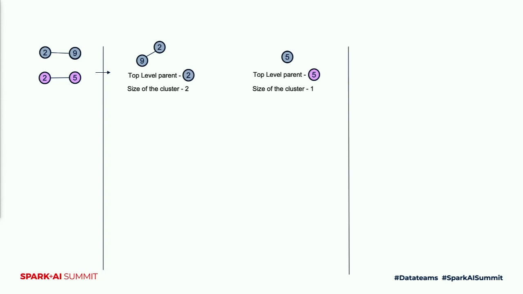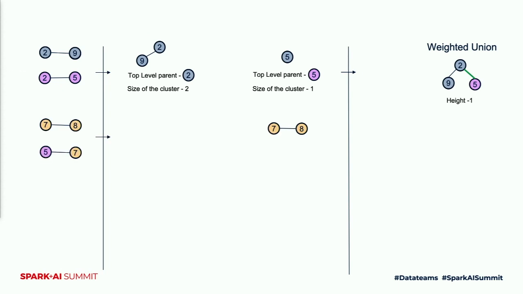Now, if we make 5 as the child of 2, we can see that the height of the connected component is shallow. This is very important because keeping the height shallow improves the time complexity of future find operations. So as a rule, we will always make the parent of the smaller component point to the parent of the larger component. Let's see another example, right? Let's say we are getting another linkage 7 and 8. We're seeing this for the first time. Now we're getting another linkage where 5 is connected to 7.